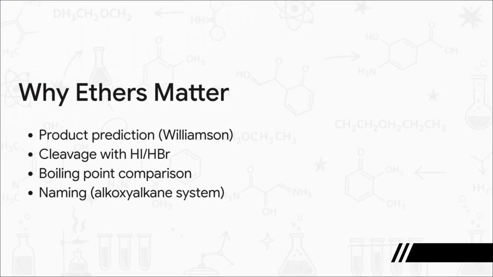Look, this is why this chapter is so important. The questions they ask about ethers are so predictable. They pretty much always come from one of these four areas. You've got product prediction, especially with the Williamson reaction, then cleavage with HI or HBr, comparing boiling points, and of course, naming. Seriously, if you can nail these four things, you've basically cracked the entire chapter for the exam.